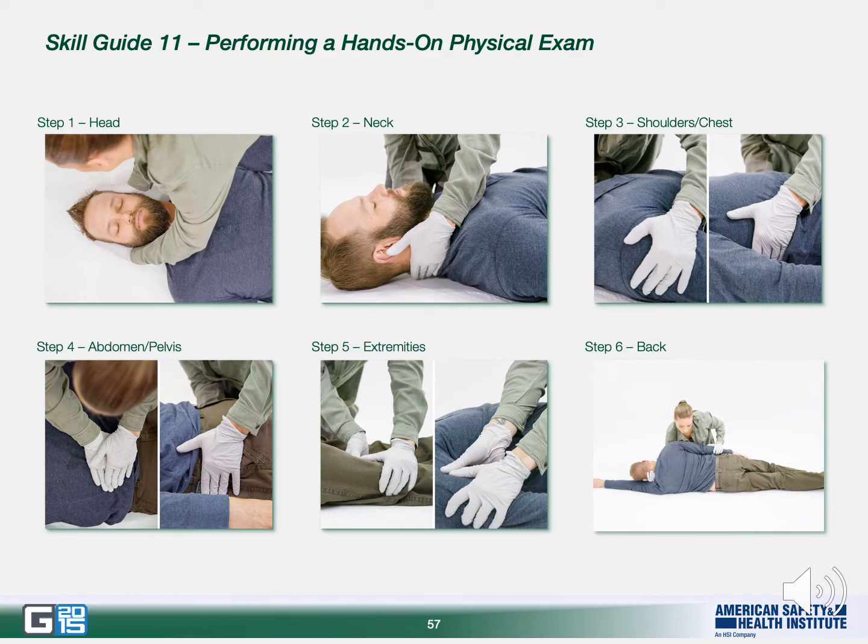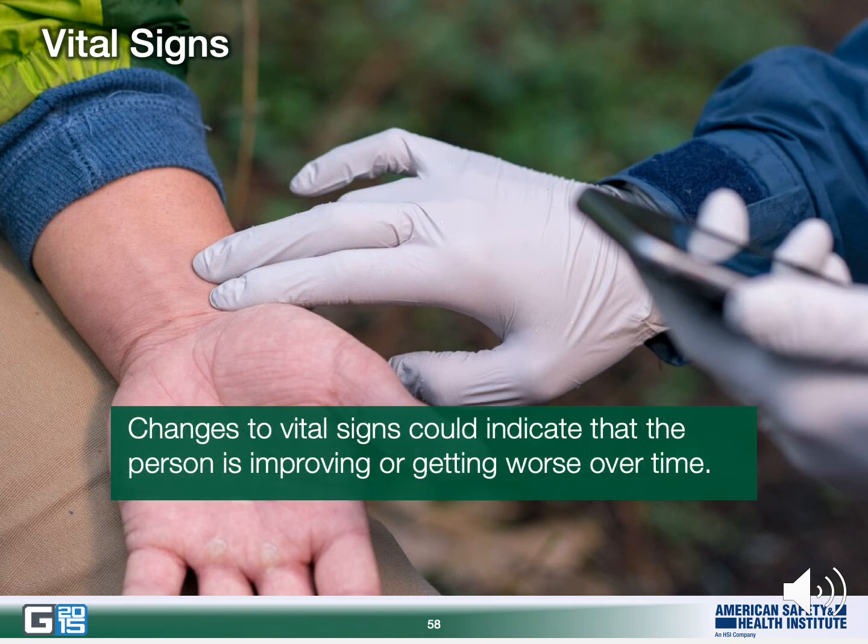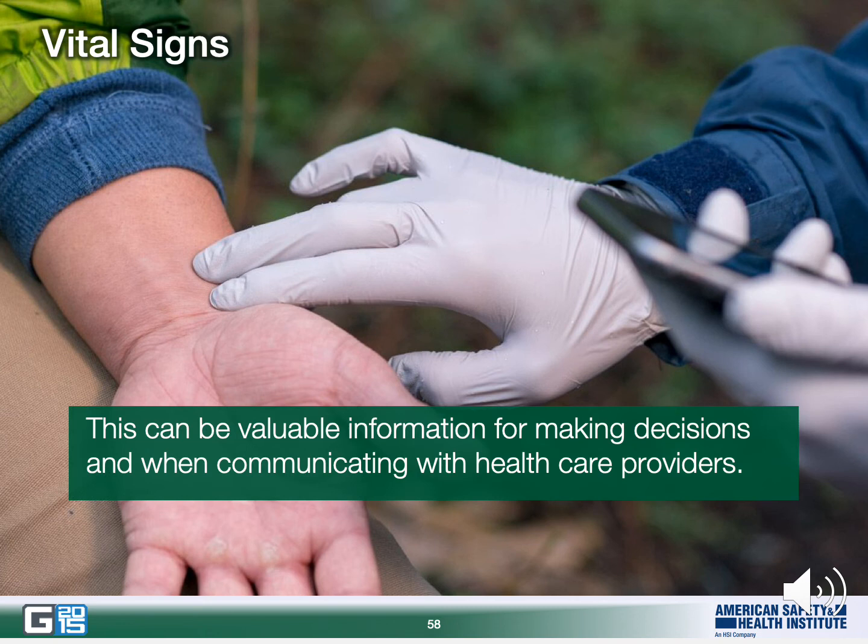All right, so here they just go through the steps that we just went through. Vital signs. They're not going to tell you what's wrong, but they'll give you an indication of how the person's doing. So, changes in the vital signs could indicate that the person's improving or getting worse, and so we want to pay attention to that. This can be valuable information, and so you see her there. She's checking her pulse. She's using her phone as a timer.